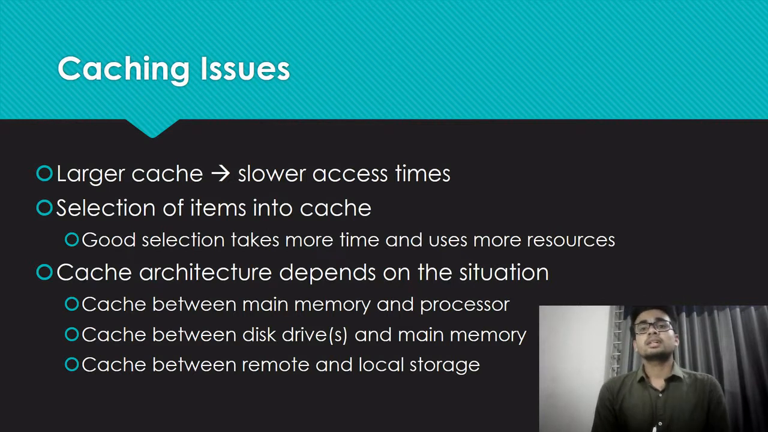Now I'm discussing the caching issues. Okay, if the cache is larger, then its access time will be slower than the smaller cache. Then selection of items into cache: good selection takes more time and uses more resources. Okay, cache architecture depends on the situation, like cache between main memory and processor, cache between disk drives and main memory, and cache between remote and local storage.